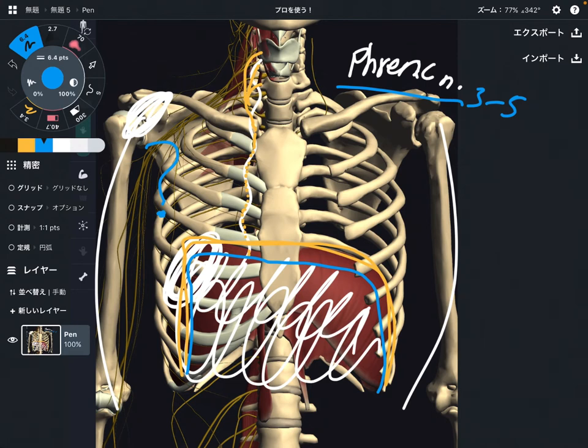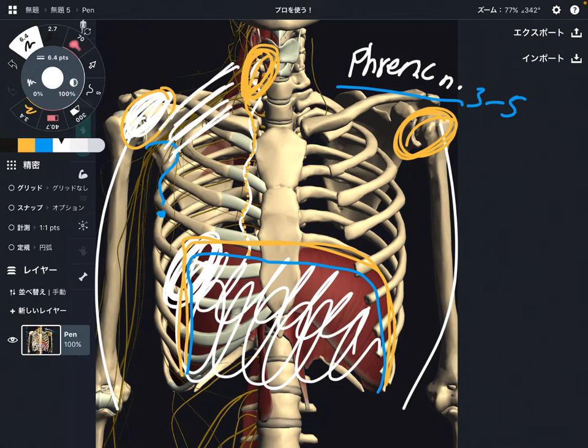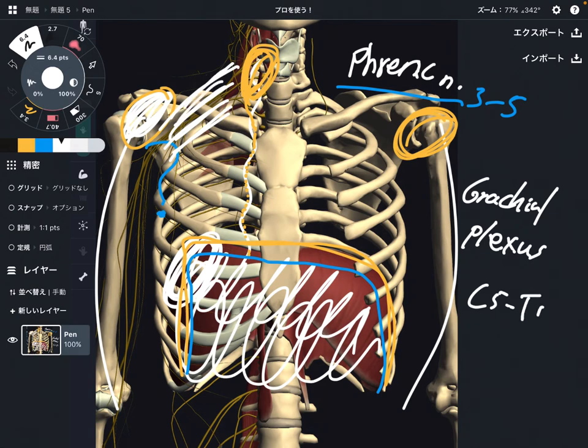Then, it's still far away, cervical spines to upper extremities. There's one more important structure. That's this bundle of nerves. This is the brachial plexus. Brachial plexus. This is from C5 through T1. Okay, brachial plexus.